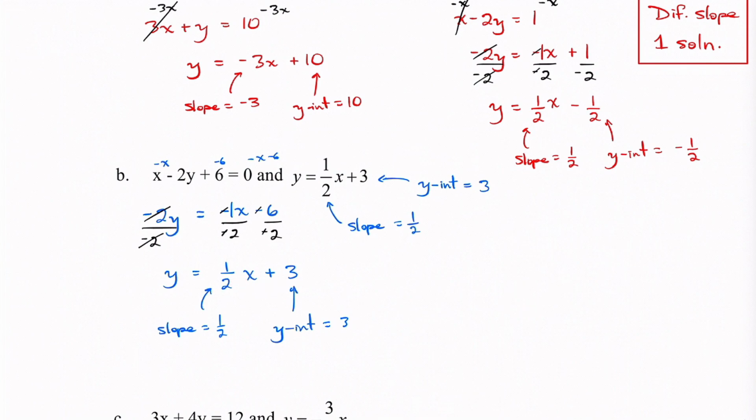So if they're the exact same equation, they're the exact same line, that means that they have the same slope and the same y-intercept. And if that happens, then that means they're overlapping everywhere. So we could say, therefore, it's going to have an infinite amount of solutions.